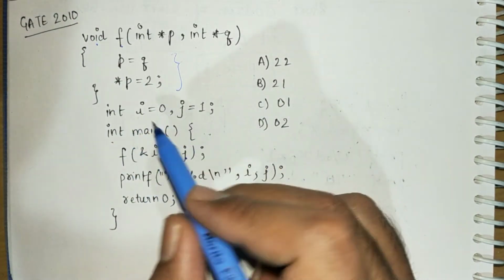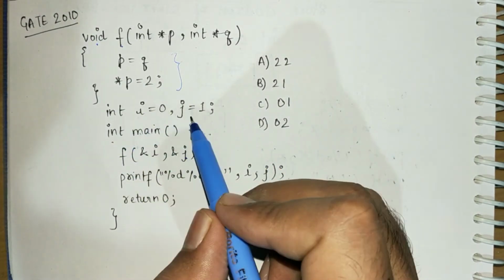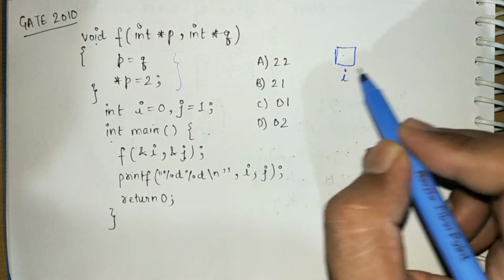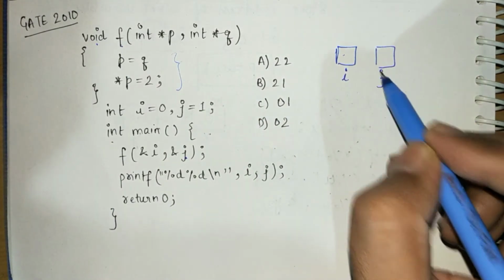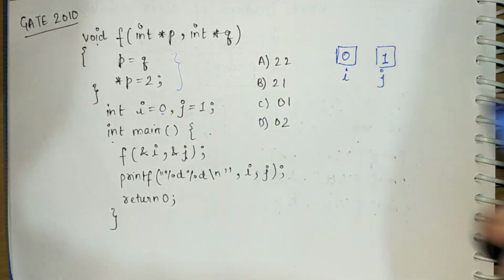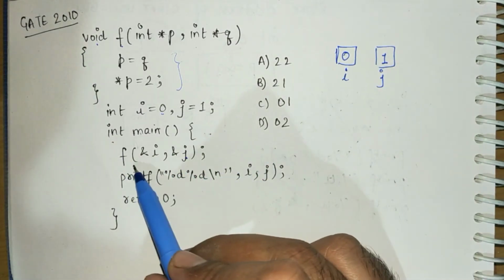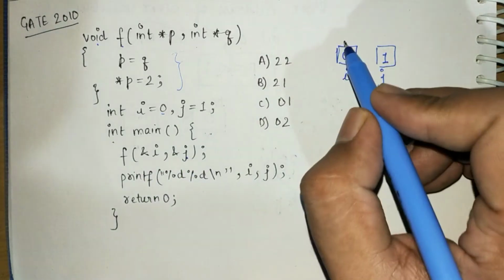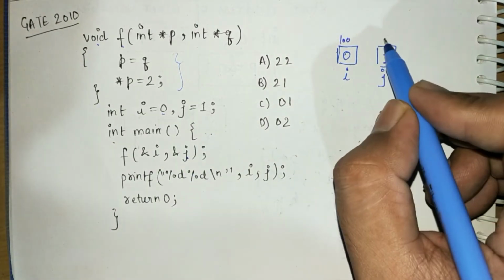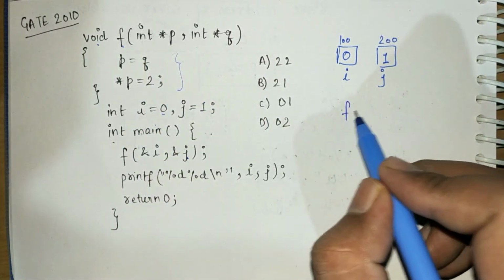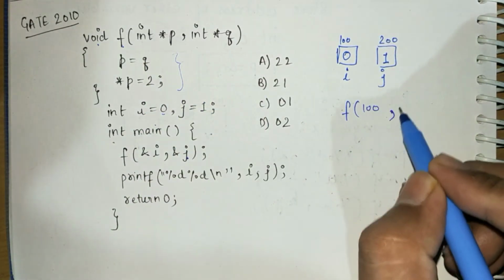Let's start from here. Int I and j, two integers are there, so I'm creating two integers I and j which are holding values 0 and 1, so I'm storing 0 and 1 in them. After that, the function is called with address of I and address of j. So let's say address of I is 100 and address of j is 200. So this function is called with 100 and 200.